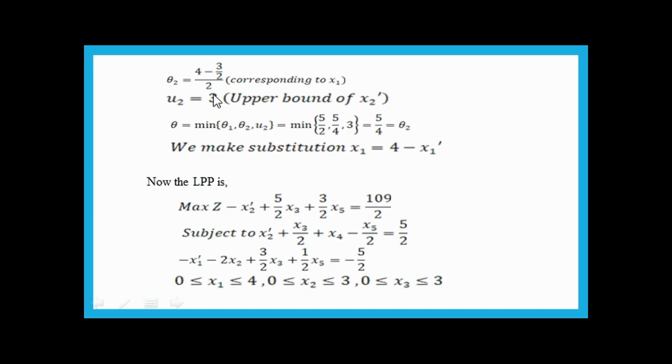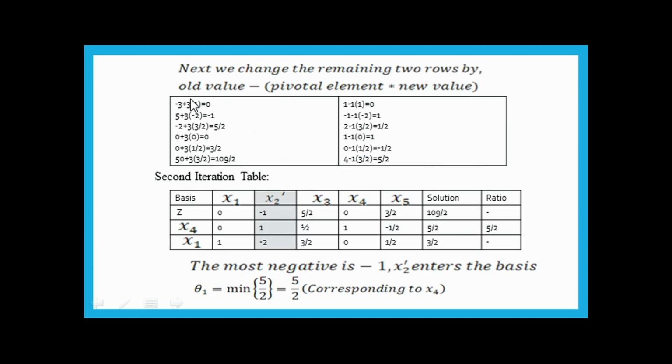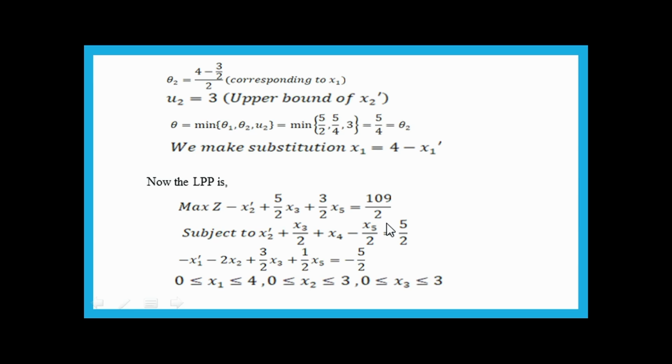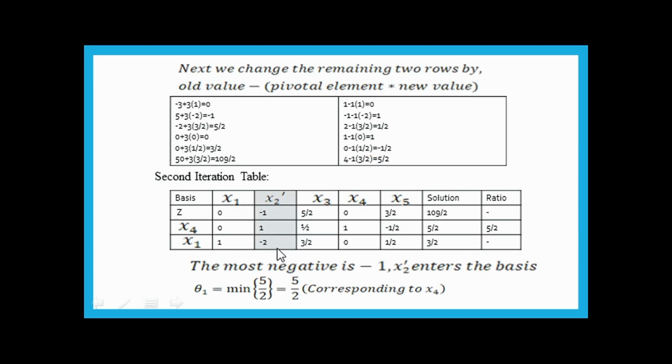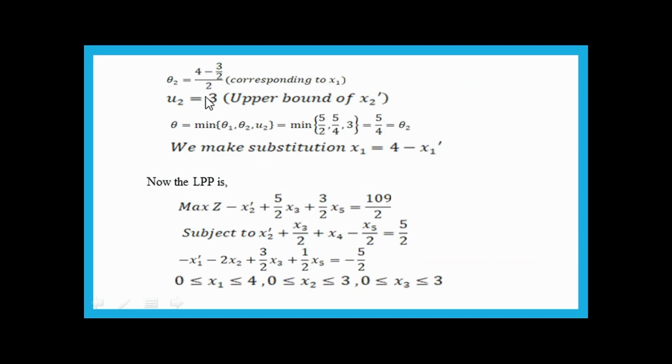Theta 2 equal to upper bound of x1. Upper bound of x1 is 4 minus the solution of x1, which is 3 by 2. So 4 minus 3 by 2, divided by the pivotal element 2, so divided by minus of minus 2, which is 2. So theta 2 equal to 4 minus 3 by 2 by 2, which corresponds to x1.